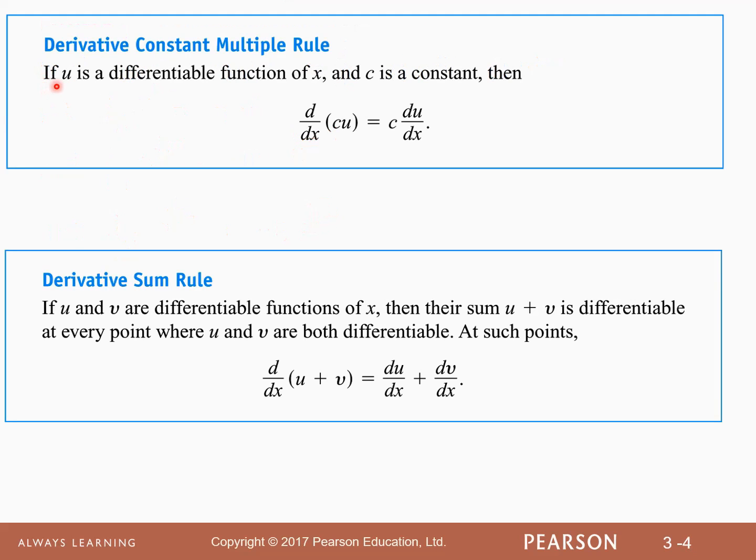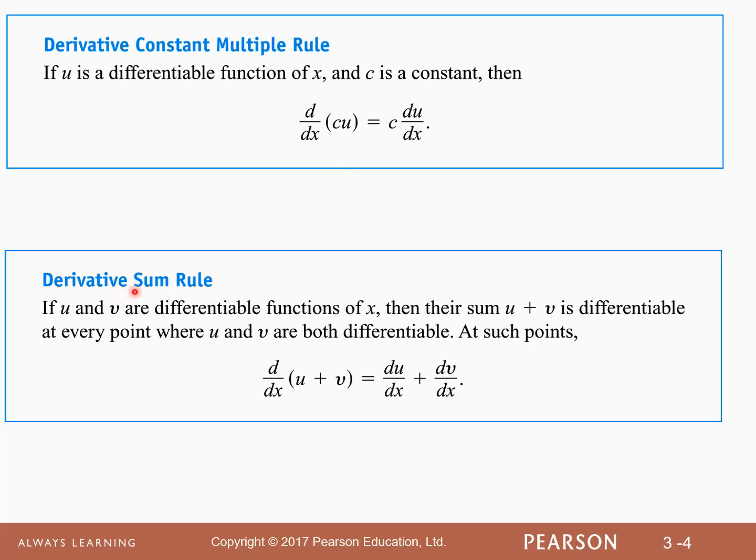If u is a differentiable function of x and c is a constant, then d by dx of c multiplied by u is equal to c multiplied by du by dx. This rule can be proven using the product rule. Try to prove it using the product rule.